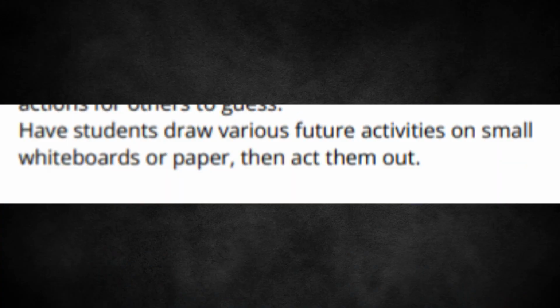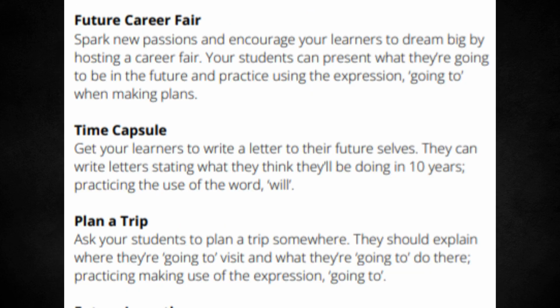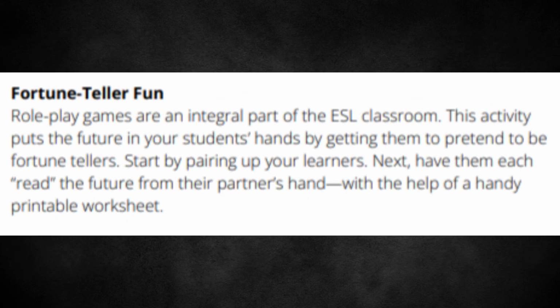We usually play some kind of game, and then there are also 20 questions if you want to practice some more. We can do some TPR activities like charades, where they're going to act something out and the other students have to guess in the future tense. So I'm going to walk my dog. Have students draw various future activities on paper and then hand them out, and the students have to act and the other students can guess. There are some more activities you can use here: future career fair, a time capsule, plan a trip, future inventions, predict a story's ending, a future fortune teller, what will happen in the future.